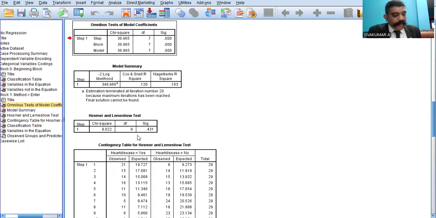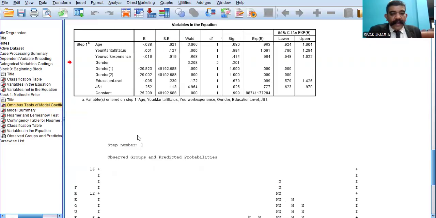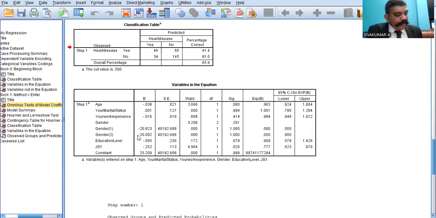Next important one, variables in the equation. Here you can see the SIG value. There are predictors: age, work experience, gender, education level, JS1, and many more. If the p-value is less than 0.05, then that independent variable is a significant predictor. If the p-value is greater than 0.05, that independent variable is not significant.